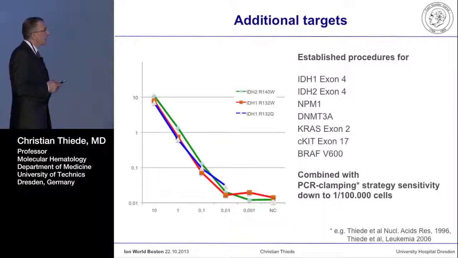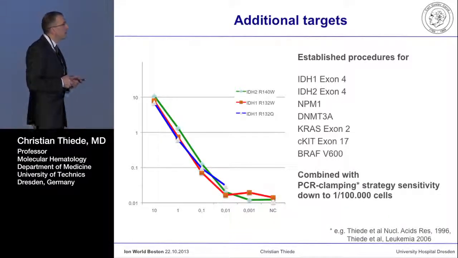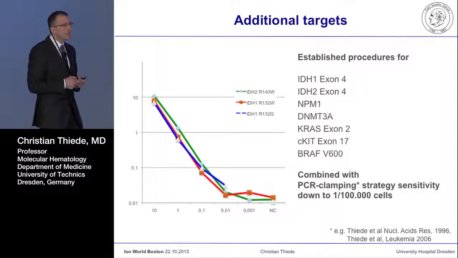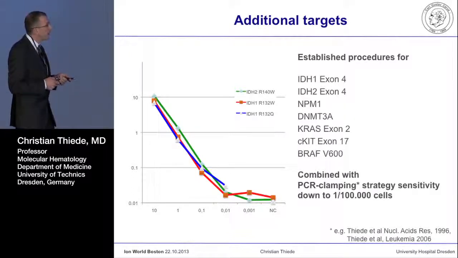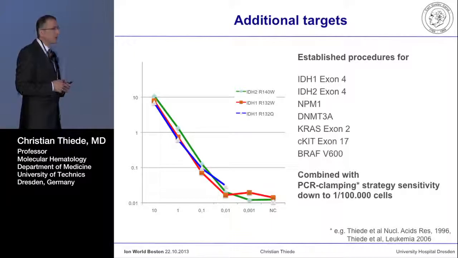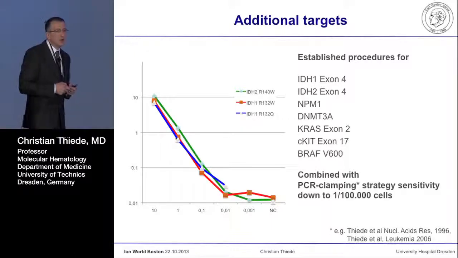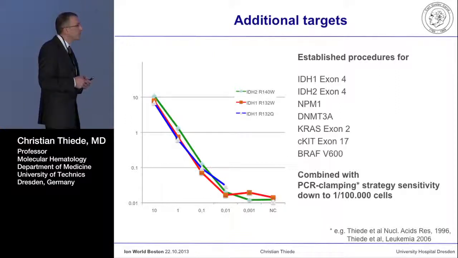So we have now developed that and tested that for a number of additional targets, for example, IDH1 or 2 mutations depicted here. And we can routinely achieve a sensitivity of at least 1 in 10,000, sometimes up to 1 in 100,000 cells by combining, for example, this strategy with a specific PCR clamping strategy where you block the amplification of the wild-type allele, which is very interesting, that you can do that kind of diagnostics on a DNA basis.